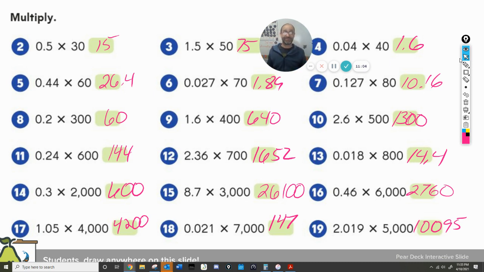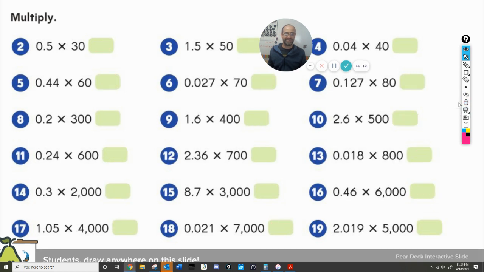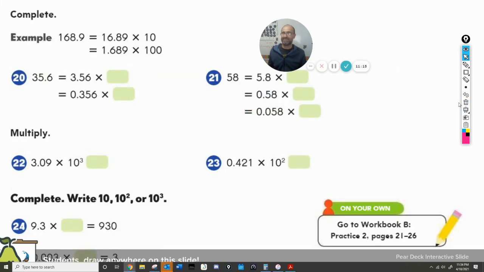Oh my gosh, this is glorious. I hope you're enjoying this. 2 pages to go. Let's see if I survive. Complete. All right. Oh, hey, this is the last bit.